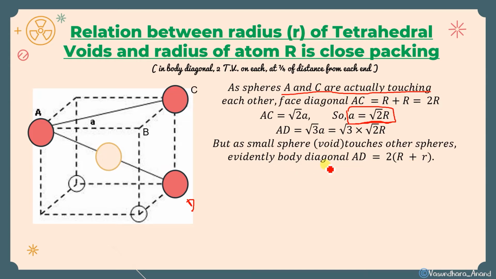Clear? So now along AD we got this and along AD we got this. So equate it, because LHS is the same, so RHS will also be the same. So can I write like this? 2R plus R is equal to root 3A, and for root 3A I have written root 3 into root 2 into R. Any problem? Okay.